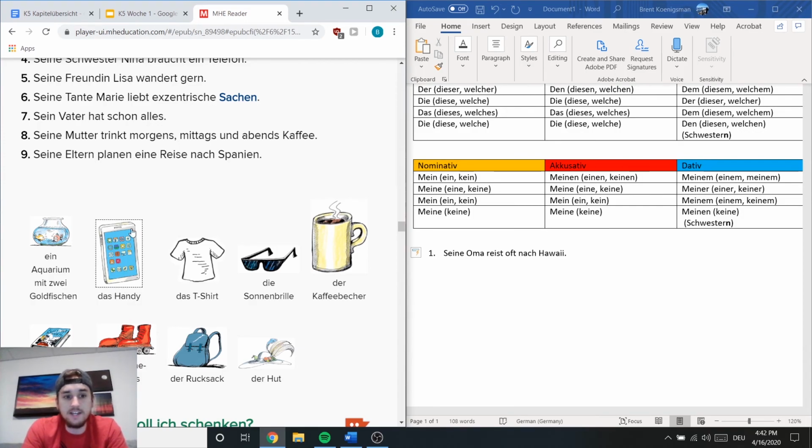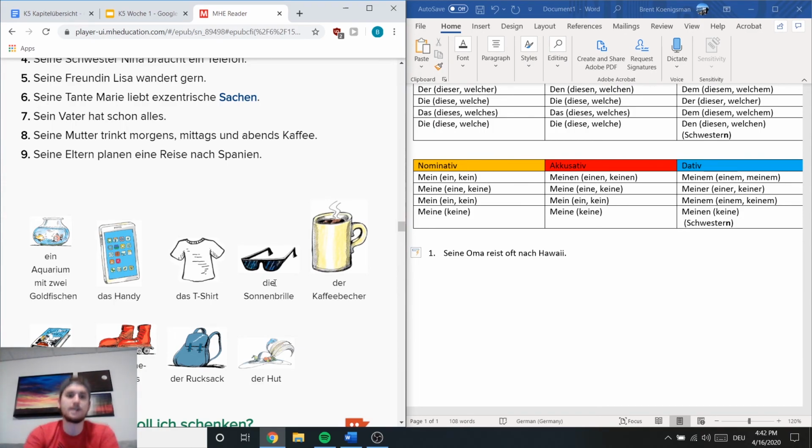Dann haben wir das Handy, right? So we've got a cell phone. Yes, that would be a nice gift, but again, not super relevant. Some gifts here are worth more than others. As we can see, we've got 2 goldfish and we've got then a cell phone and then a t-shirt, right? Das T-Shirt. So das T-Shirt, vielleicht nicht, ja. Die Sonnenbrille, vielleicht doch, ja. Die Sonnenbrille, ja. So Hawaii ist sonnig, ja.